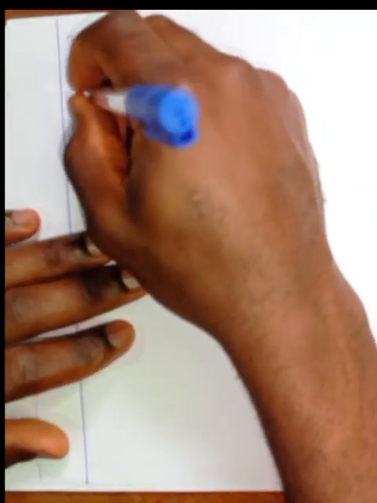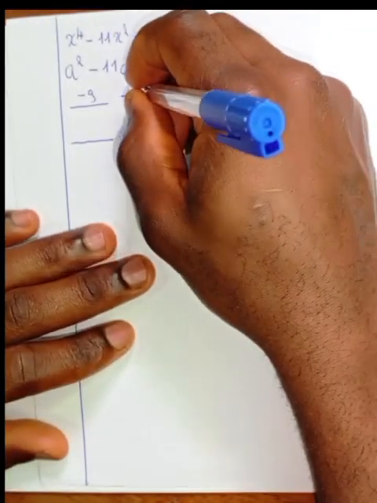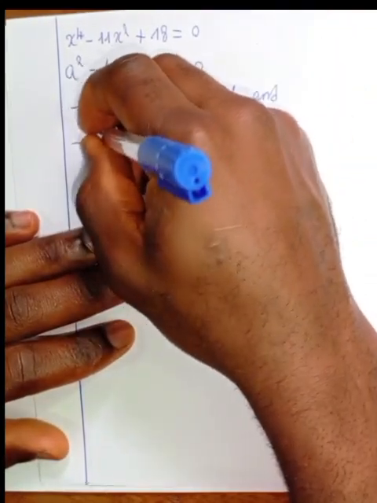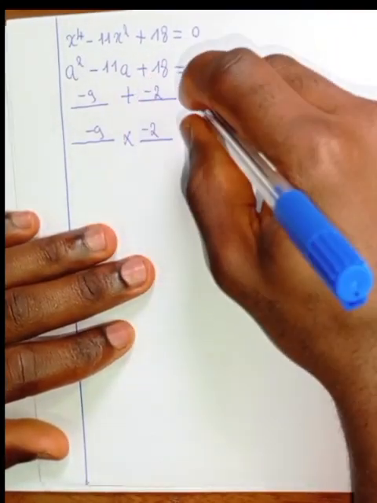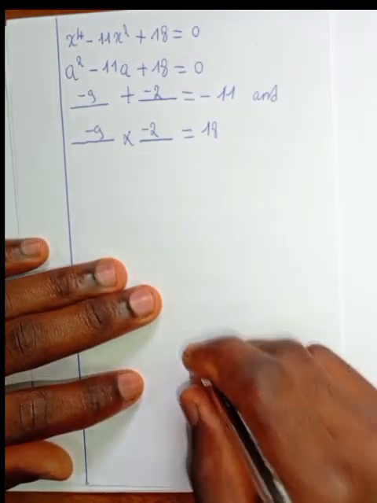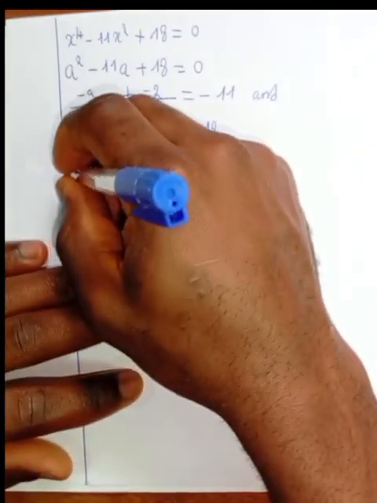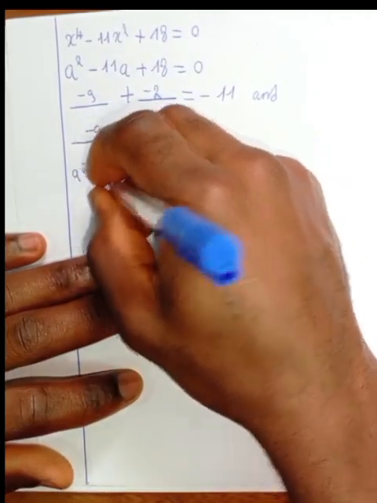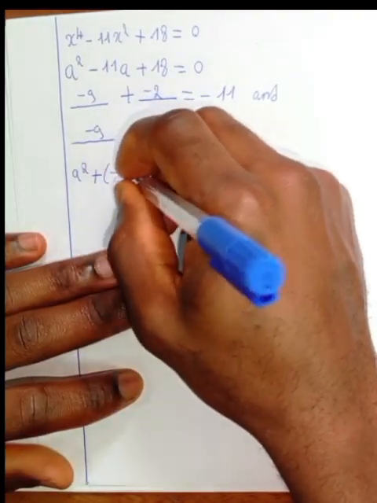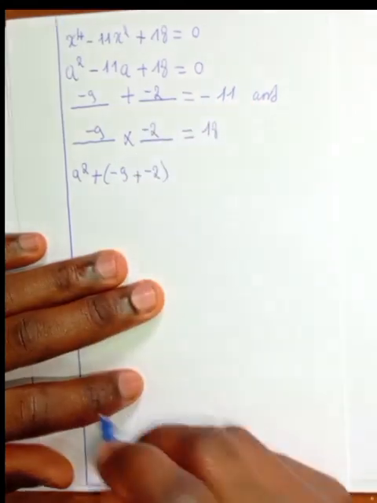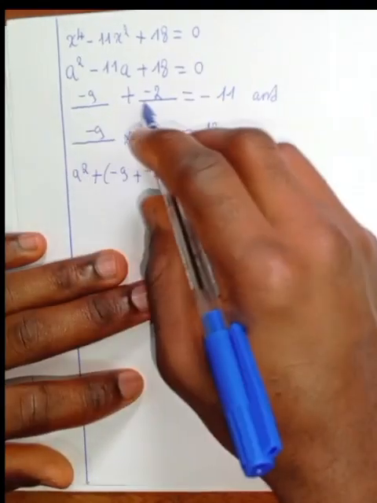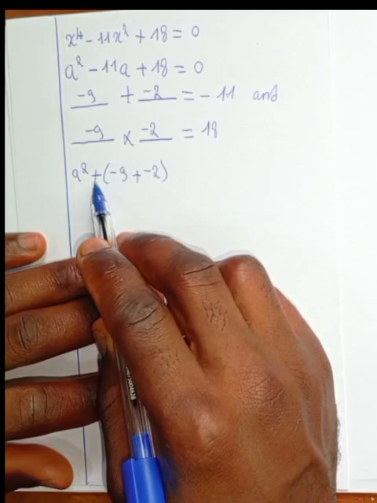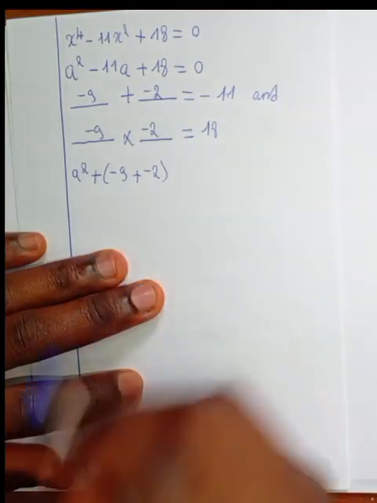We take -9 and -2. -9 plus -2 gives us -11. -9 times -2 gives us 18. In our equation, we are going to replace -11 with -9 plus -2. You know, -9 plus -2 gives us -11. That's why we have a plus sign here. If we put a negative sign, it becomes 11, which is something else.